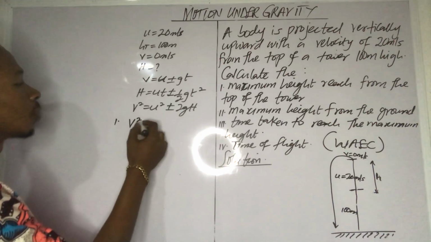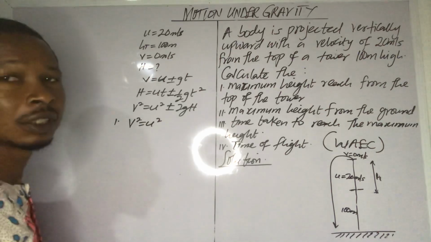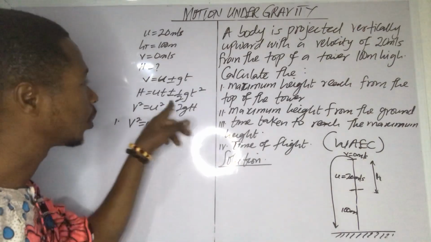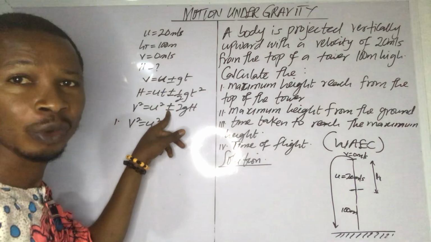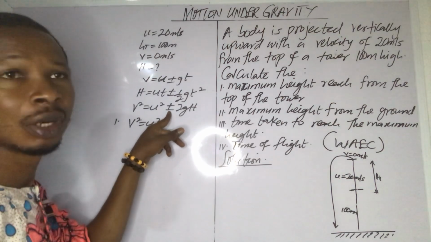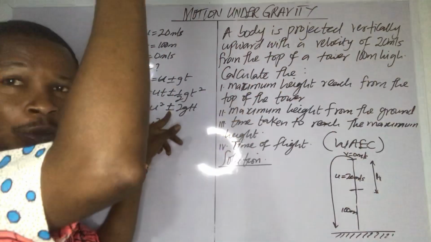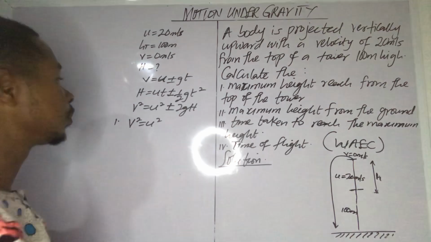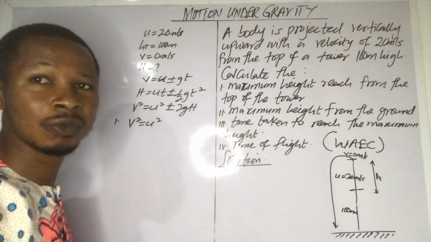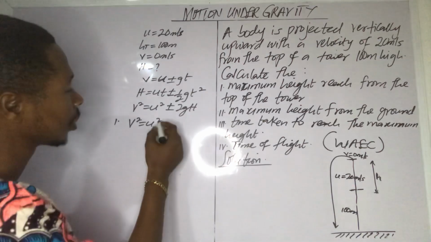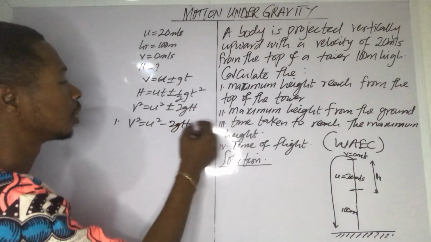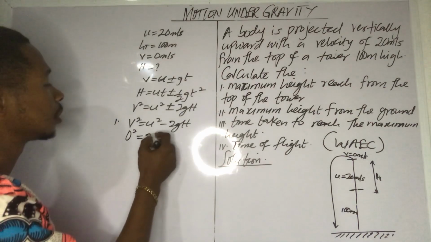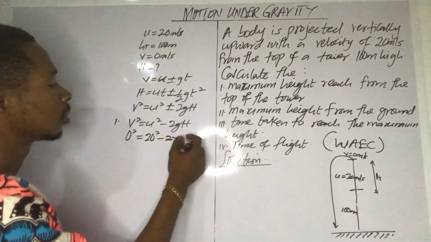Using v squared is equal to u squared, since the body is projected vertically upward, I will use the equations of vertically upward motion, that's the one with the negative sign. You recall from our previous lesson that you use the negative sign when the body is projected vertically upward, and the positive sign when the body is dropped downward. That's minus 2gh. If I substitute my values, this will be 0 squared for the final velocity, initial velocity is 20 squared, minus 2 times 10 times h.